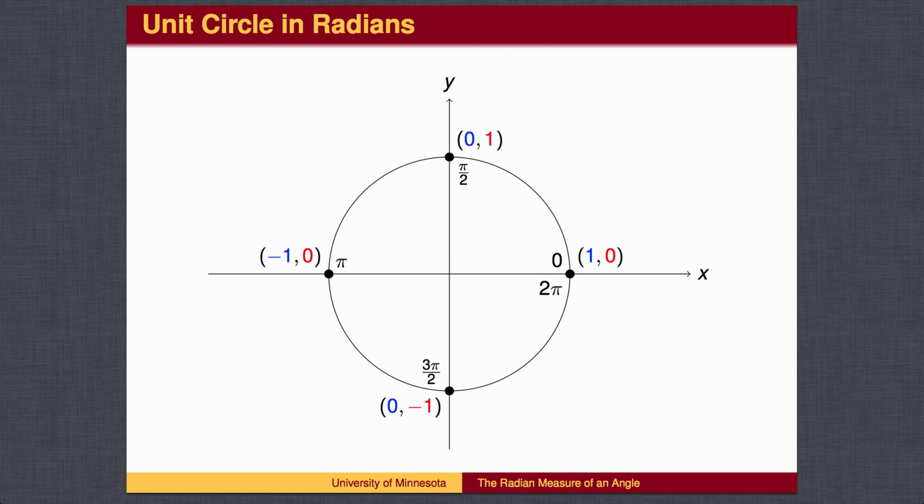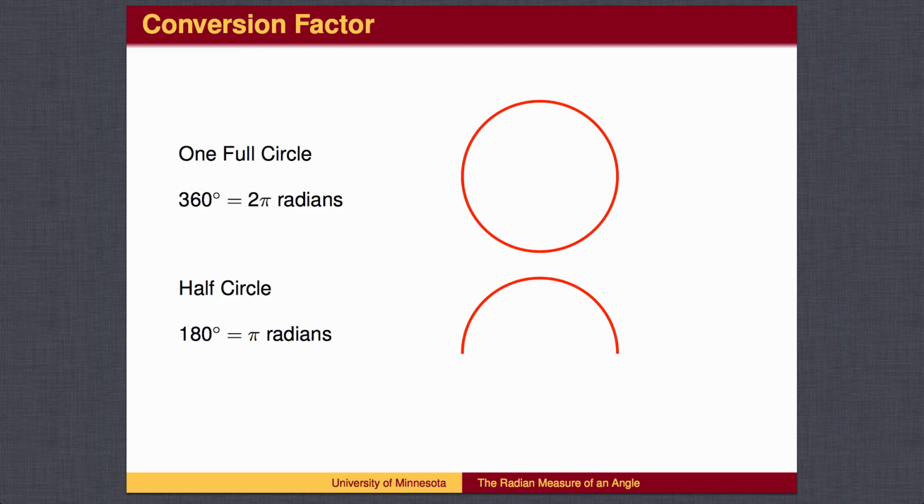The 90-degree angle, which corresponded to the point (0, 1) at the top of the circle, will now be called pi over 2 radians. The 180-degree angle, which corresponded to the point (-1, 0) at the left edge of the circle, will now be called pi radians. The full circle of 360 degrees is 2 pi radians, and the angle 270 degrees is 3 pi over 2 radians. We now wish to convert from radians to degrees and vice versa.